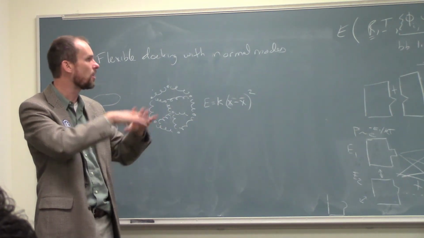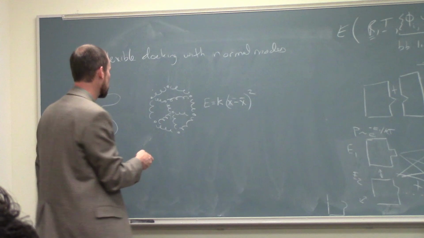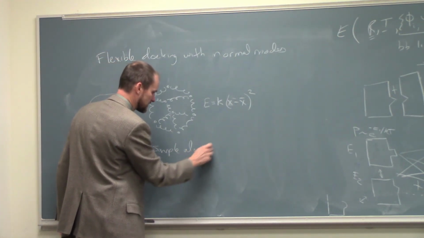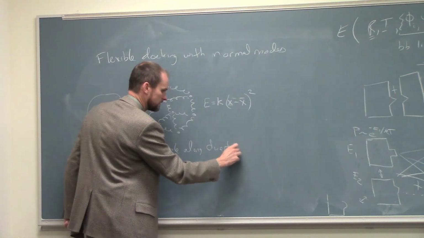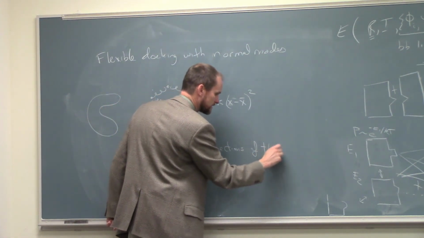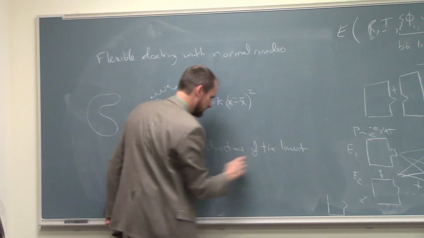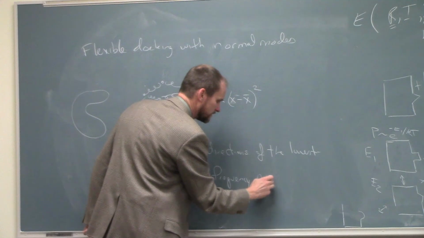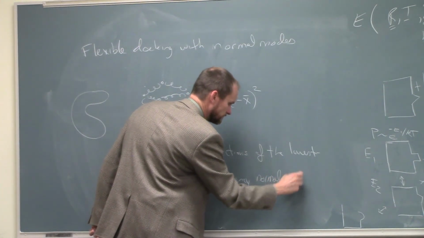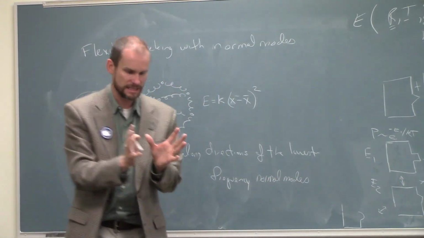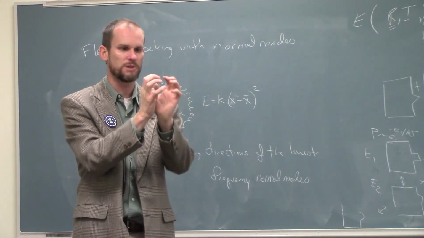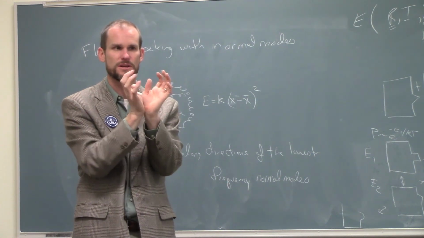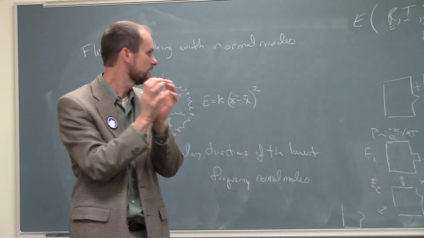So again, instead of sampling all phi's and psi's, we're sampling along directions of the lowest frequency normal modes. This tends to work well if that is the type of motion you see. So maltose binding protein, when it binds maltose, the small molecule, it opens and closes. So this works really well for that kind of docking.